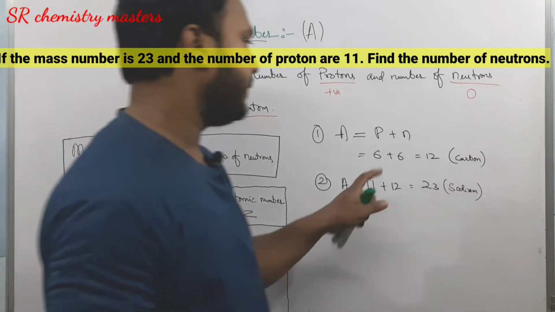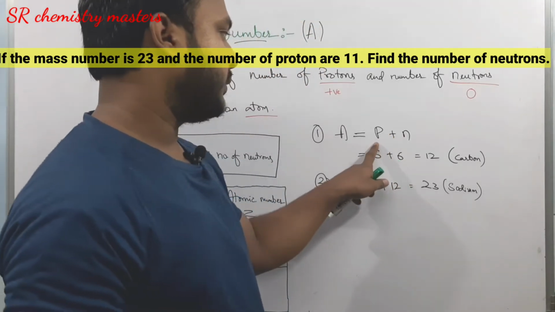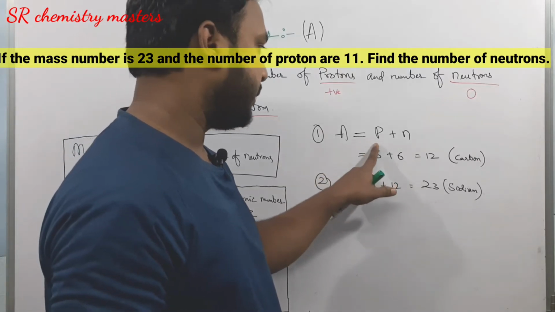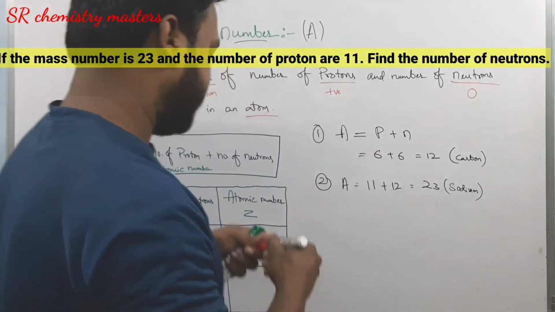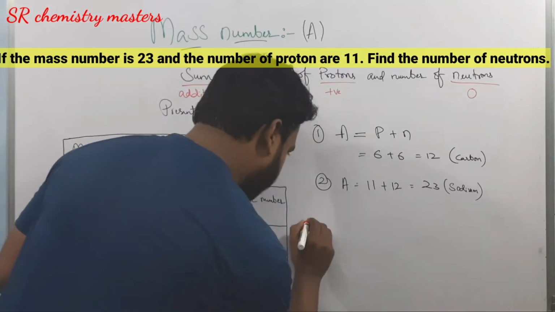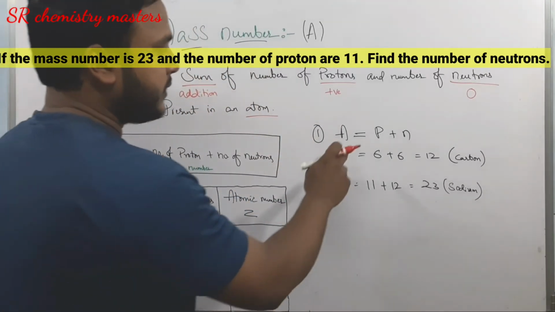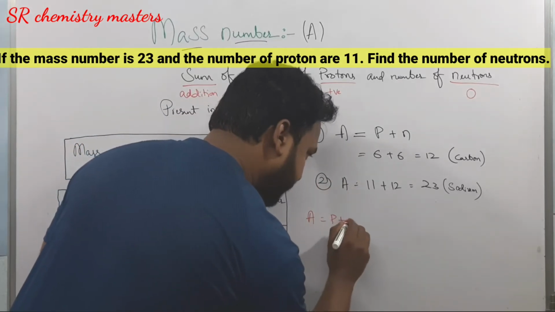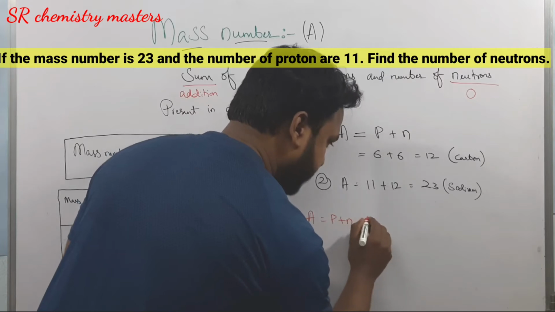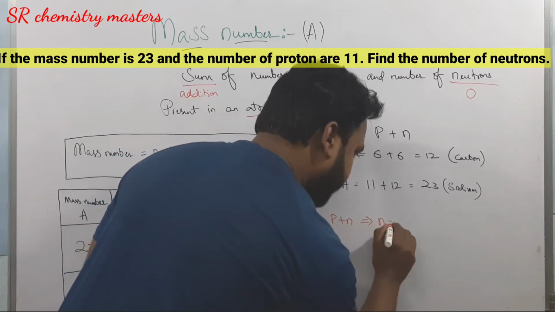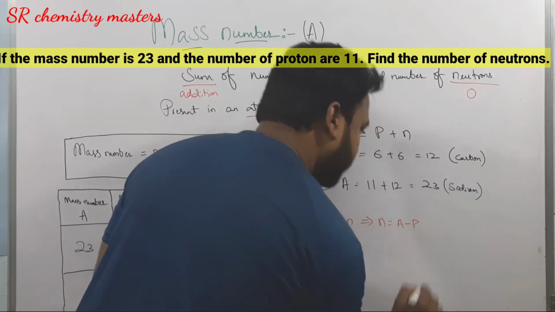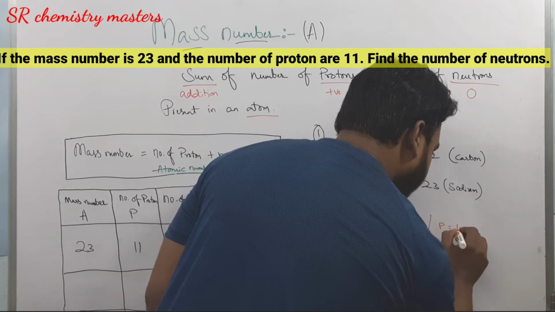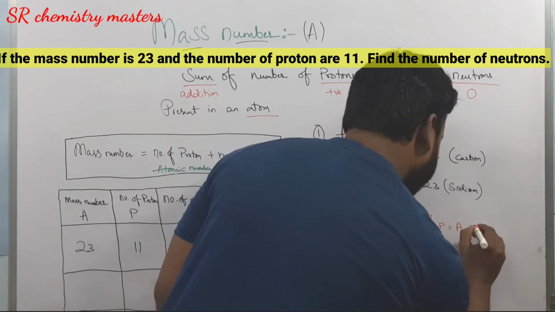In this case, simply we are going to simplify this formula so that we can get two more formulas where you can find out the number of protons and the number of neutrons. Now let us simplify this formula. A is equal to P plus N. This can also be written as N is equal to A minus P, or else this can also be written as P is equal to A minus N.